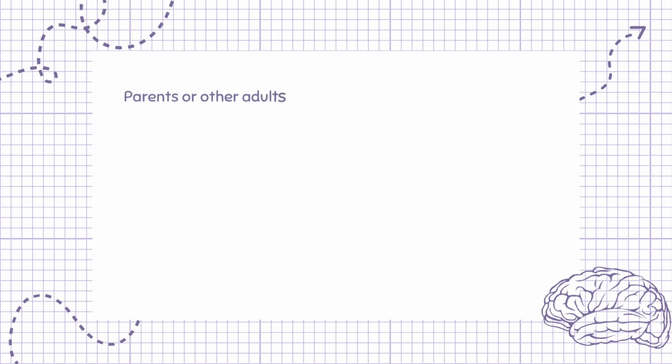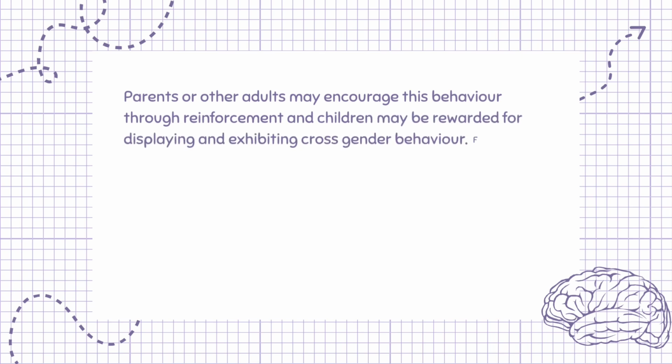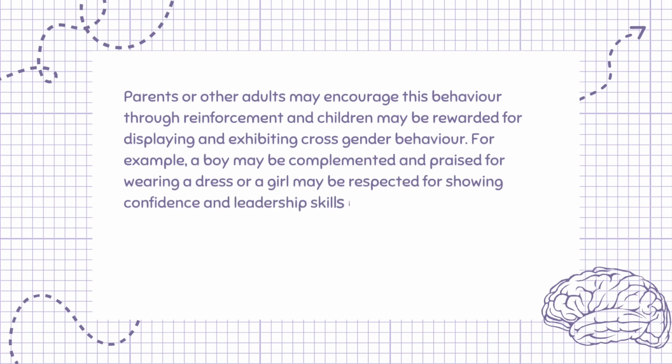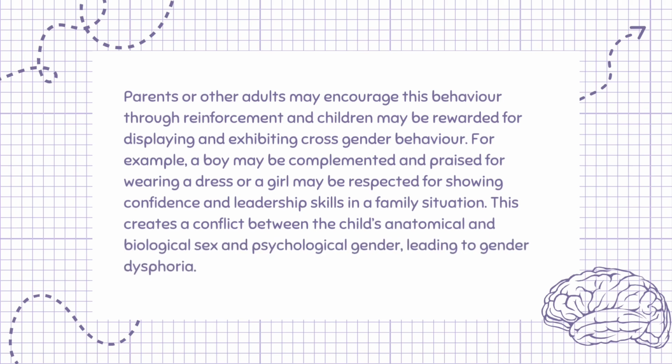Parents or other adults may encourage this behavior through reinforcement, and children may be rewarded for displaying and exhibiting cross-gender behavior. For example, a boy may be complimented and praised for wearing a dress, or a girl may be respected for showing confidence and leadership skills in a family situation. This creates a conflict between the child's anatomical and biological sex and psychological gender, leading to gender dysphoria.